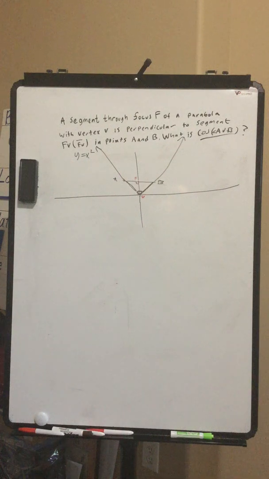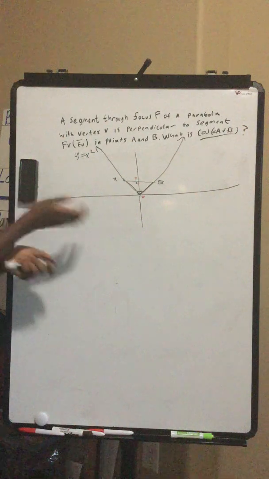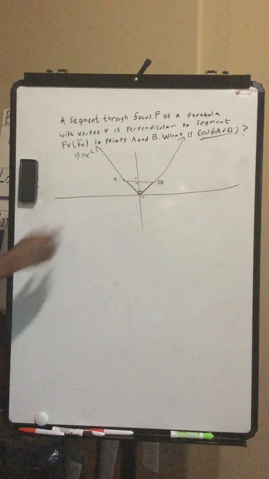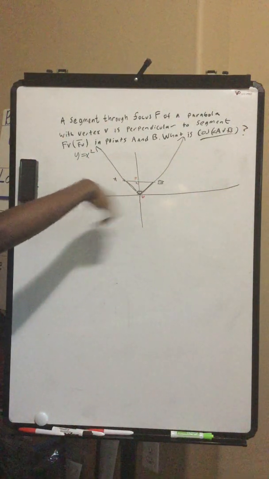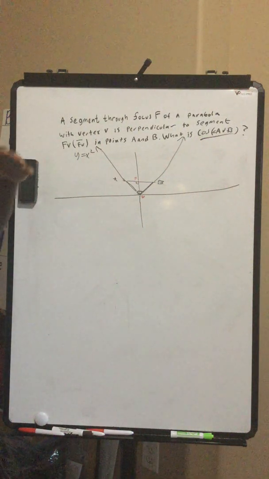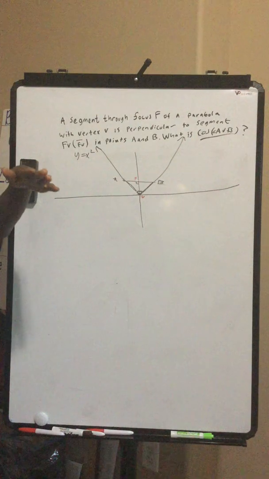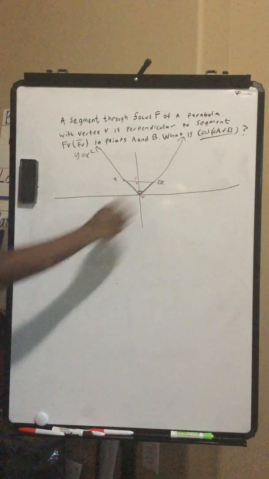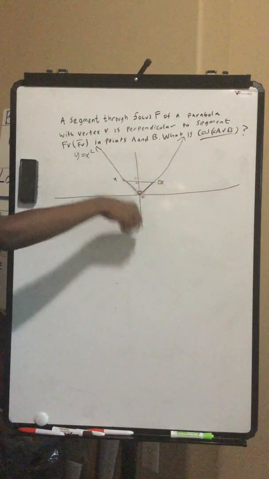Now, as you can see, I sketched the graph of the parabola y is equal to x squared on a Cartesian plane with two dimensions, obviously the x-axis and the y-axis. What's happening in this question is that there's a focus named focus F, and a vertex named vertex V, and then there's a segment that runs through the focus and is perpendicular to FV. So basically AB is perpendicular to FV.